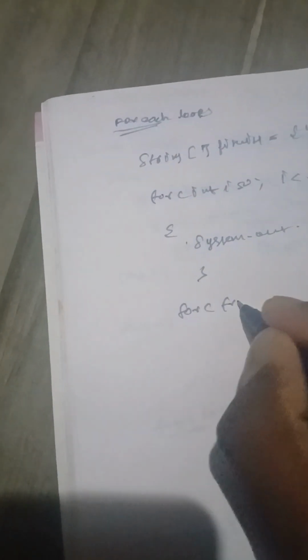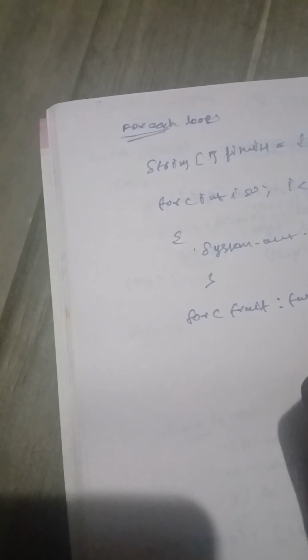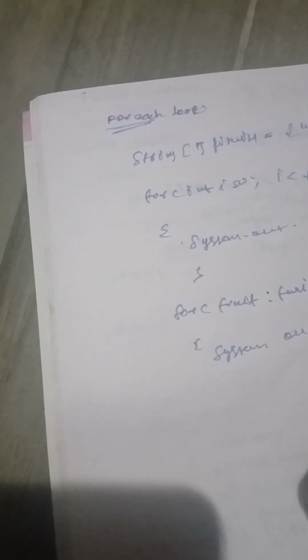Let's see the for each loop: the for keyword and fruits, let's print out System.out.println fruit. It will iterate over the array, and the complete array will be printed.